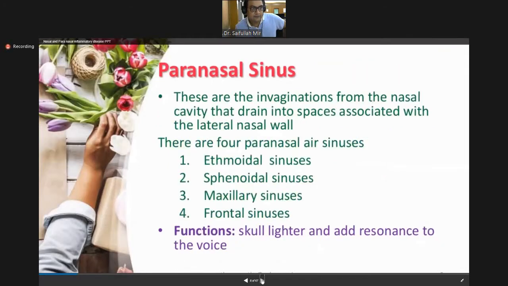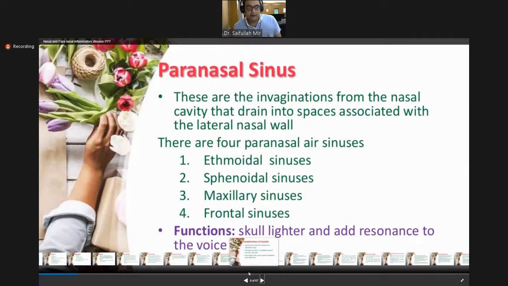So paranasal sinuses are spaces within the facial skeleton, which are normally filled with air, and they are the source of lots of the diseases that we get. I'm pretty sure everybody has had sinusitis or upper respiratory tract infection in their lives.